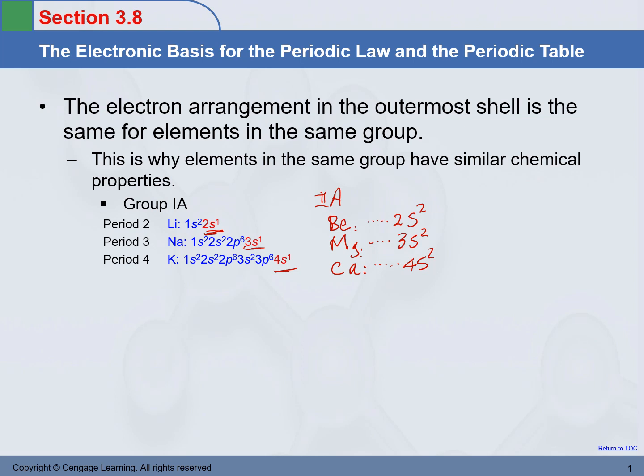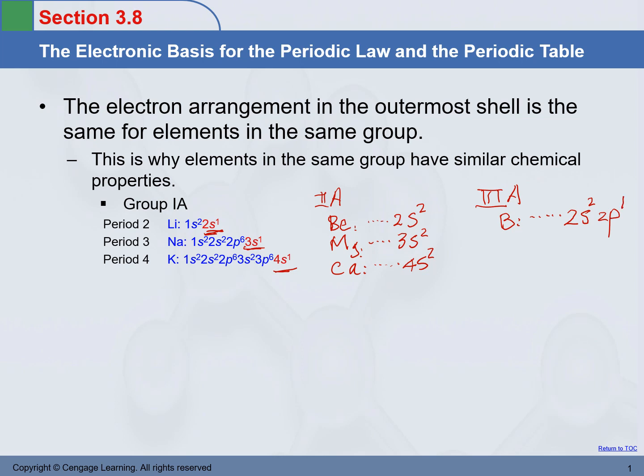We can move down to 3A. Elements in 3A. In period number 2, the element in 3A will be boron. The outermost shell is shell number 2, and there will be 3 electrons in shell number 2. So it's going to be 2s2. 2s can only hold 2 electrons. The next electron, the third electron in the outermost shell, will go to 2p, and 2p is going to hold 1.